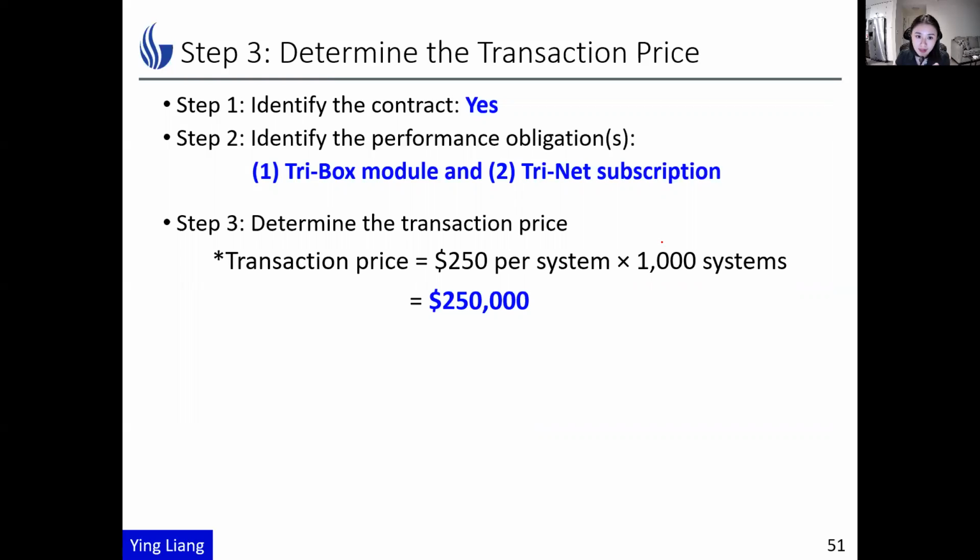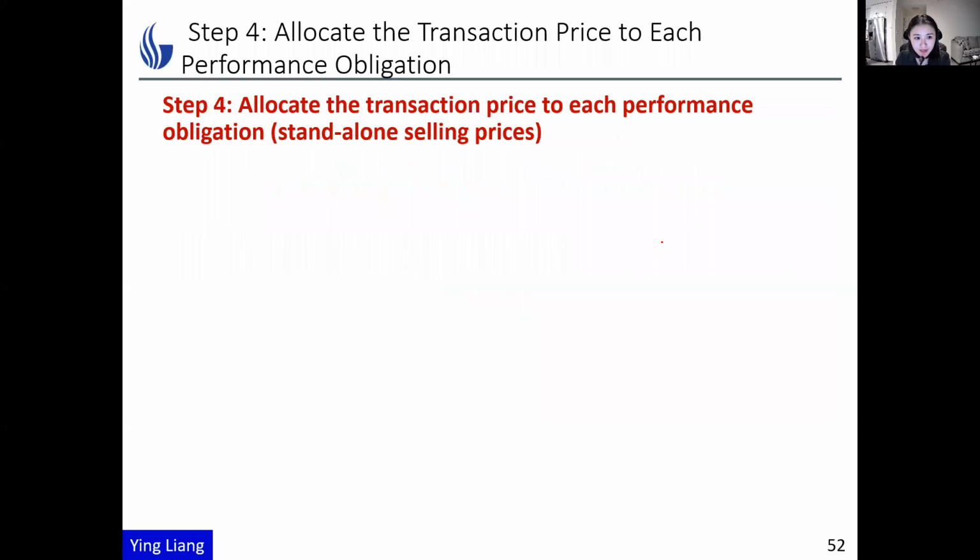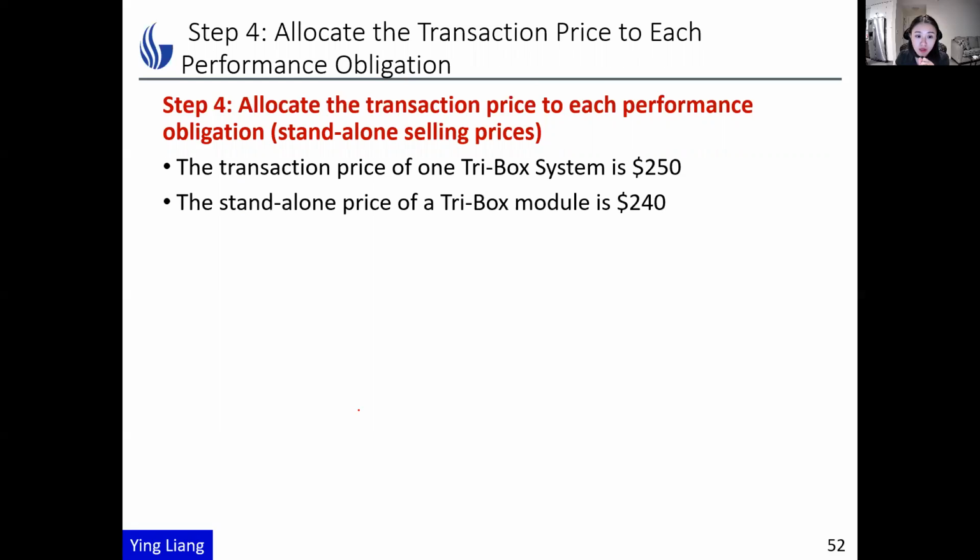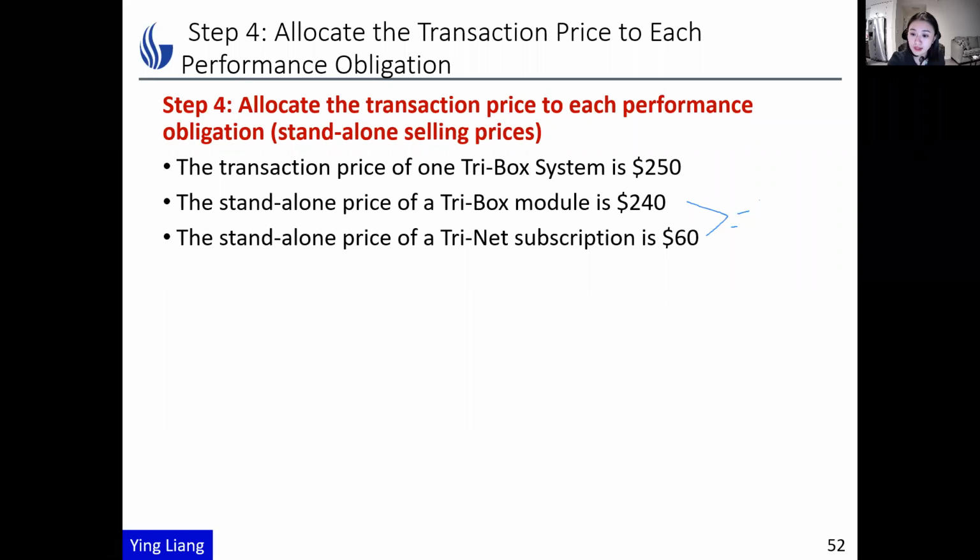Now then it is the next part. Allocate the transaction price. So let's see what we have right now. First, we know the transaction price for the system, which is the combo, that is $250. And then next, we know that the standalone price for a TriBox module is $240. Then the subscription is $60. Now, as you see, the 2 added together is already how much? $300.